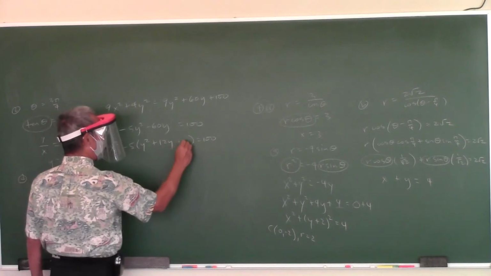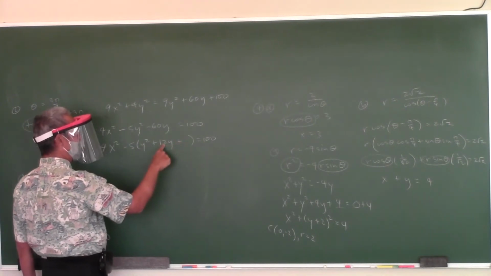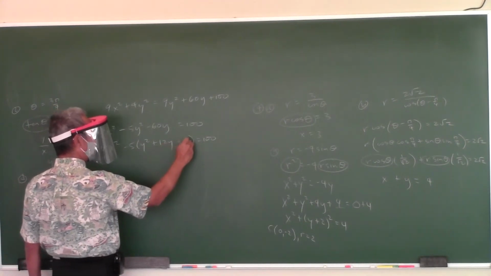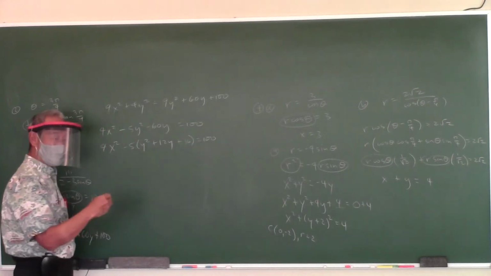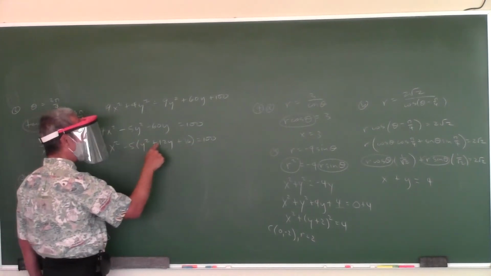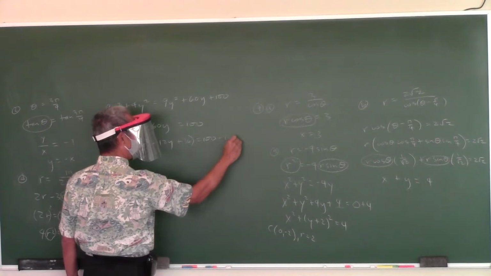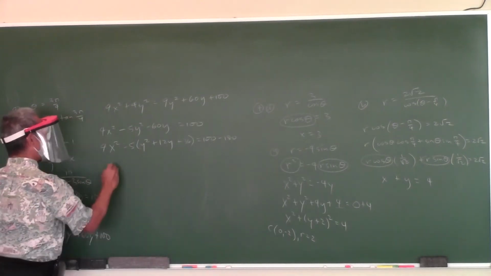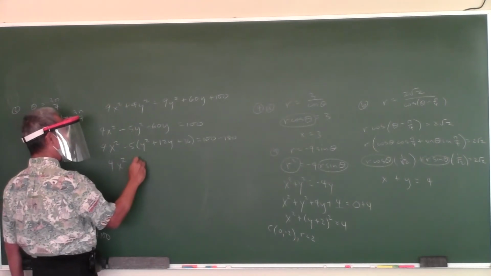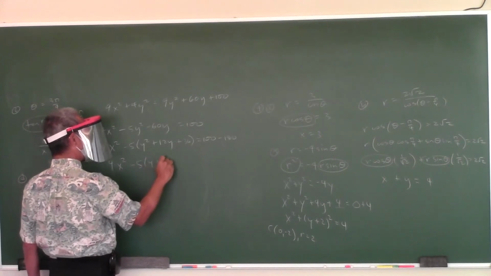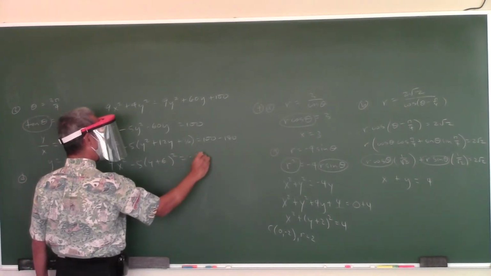Anyway, what do I have to add here to make a perfect square? You take half of that number and square it, so 36. But what did you actually add? -5 times 36, which is -180. So this is what you got, 4x squared minus 5(y plus 6) squared equals -80.